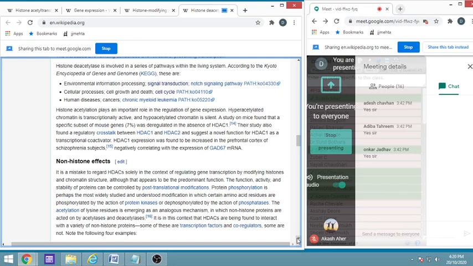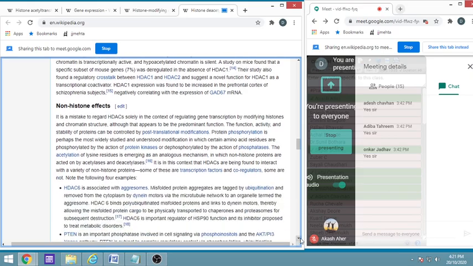a post-translational modification. And this attachment of acetyl group or methyl group or any other group, it is a post-translational modification, because protein is already formed and then we are attaching one or other group, so we will call it as a post-translational modification. The protein phosphorylation is the most widely studied and understood modification, in which certain amino acid residues are phosphorylated by the action of protein kinases, and these are dephosphorylated by phosphatases. So these are various activities, and some examples we can see of these.